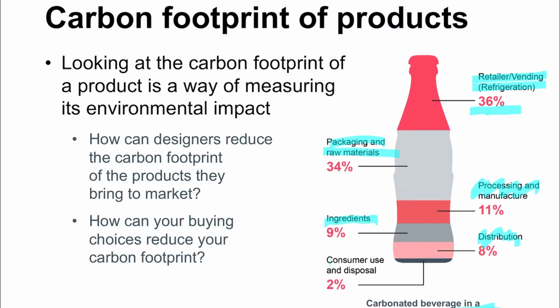And then the disposal at the very end there, you can see only 2% of the disposal, so this is in the recycling stage. So how can this affect the choices of you buying something? How can the carbon footprint that you are aware of be reduced? So maybe we're looking for products that perhaps are more locally sourced, so they would have a reduced carbon footprint.